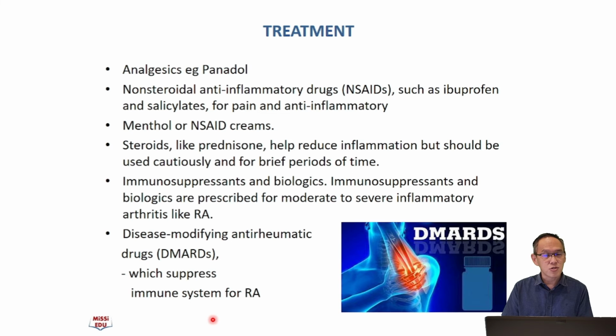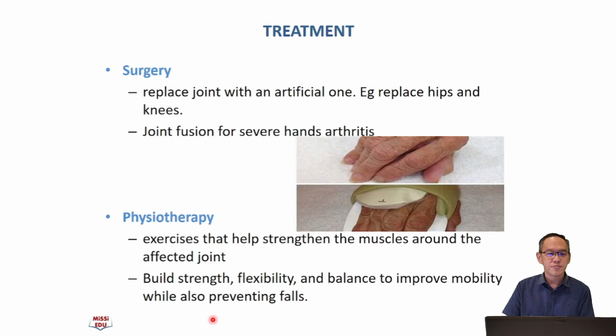In severe cases, we use immunosuppressive agents or biologic agents to suppress the immunological response, for moderate or severe inflammatory arthritis, for example, rheumatoid arthritis, RA. And in RA, we tend to use a lot now, what we call disease-modifying anti-rheumatic drugs, DMARD, which suppress the immune system in rheumatoid arthritis patients.